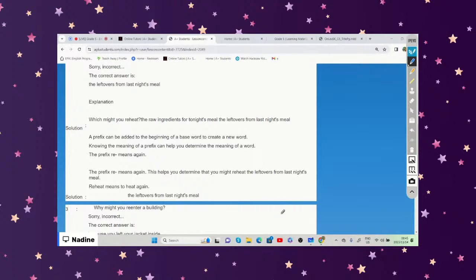Then we have a word called redo. Redo is where you have to do something again. So redo is where you have to do something again. That is why we say redo.